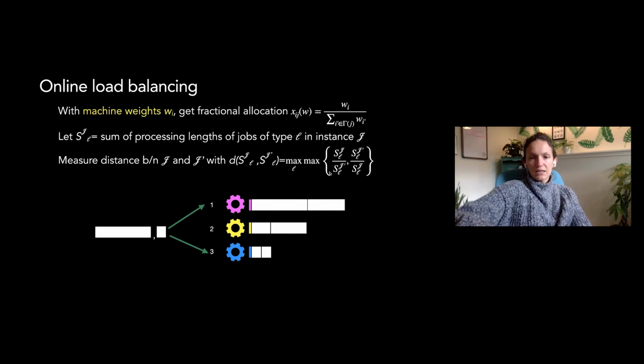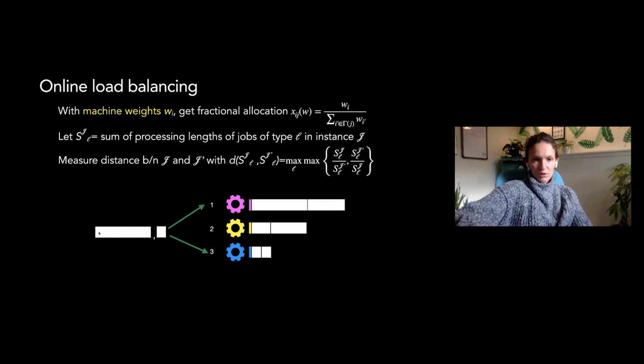It's saying between instances J and J prime, how much do the jobs of type L change? And that could mean that you just change processing lengths of jobs of type L. It could mean that you take a job of type L prime and you change it to a job of type L by removing an edge or something like that. So it's a pretty robust metric for how you can look at the difference between instances.